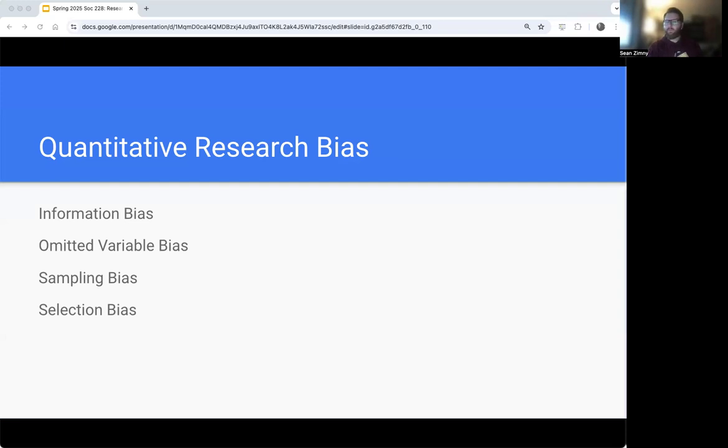A couple of key points here: bias can be minimized through careful study design, through random sampling, and through data validation processes. Each of those things we're going to talk through more in the course. Awareness of these types of biases helps researchers like you and me to interpret findings more accurately and critically, to have a critical eye on studies we see and ask, was there bias involved? How can we identify if bias was involved?